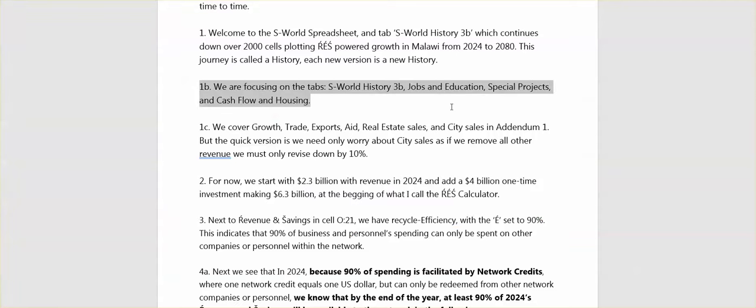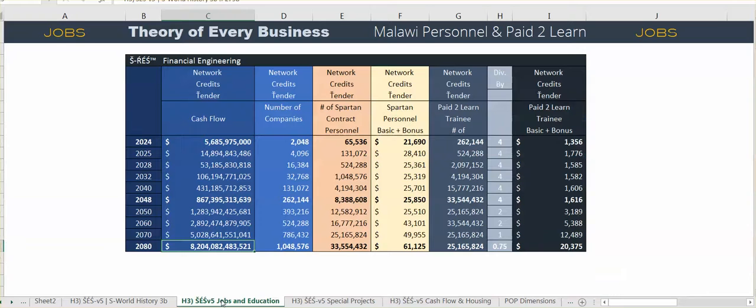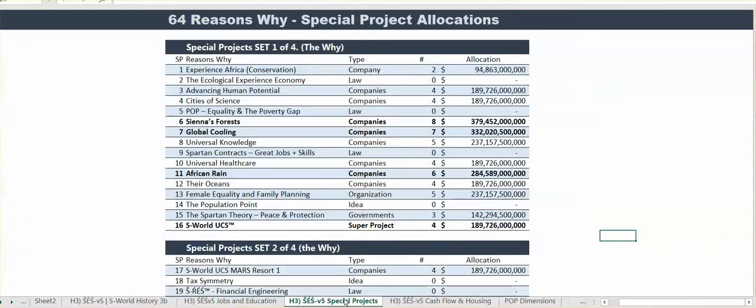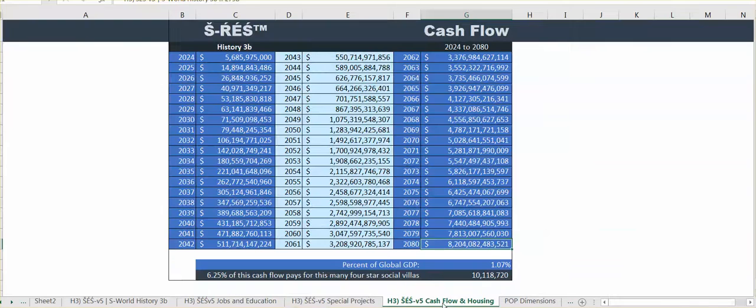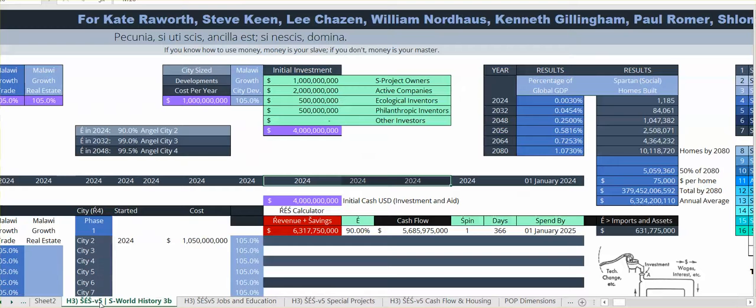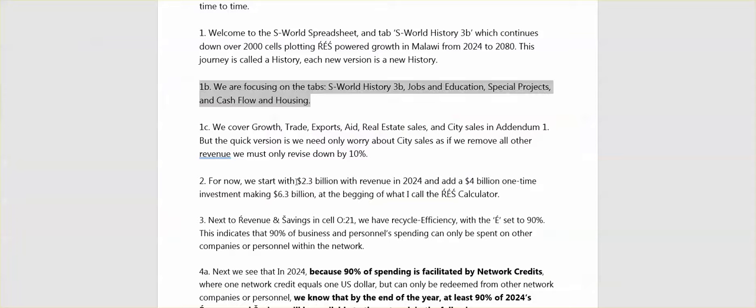Back to Word. We're focusing on the tabs S-World History 3B, Jobs and Education, Special Projects, and Cash Flow and Housing. You find them at the bottom. Back to S-World History 3B.